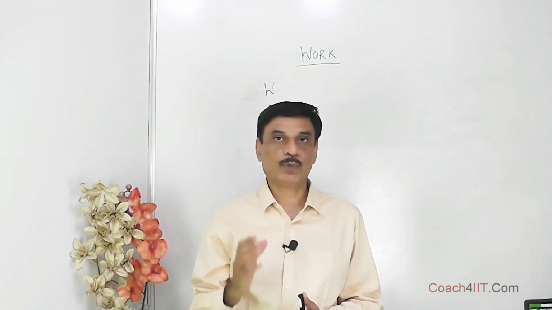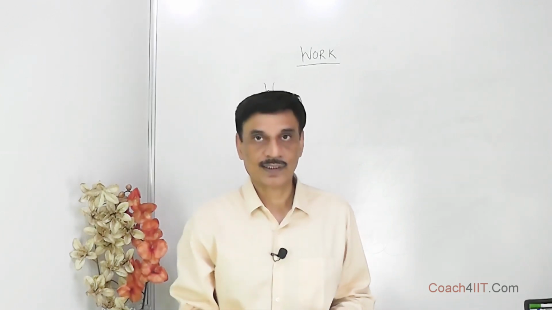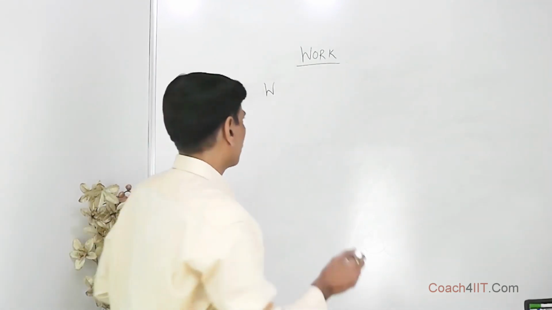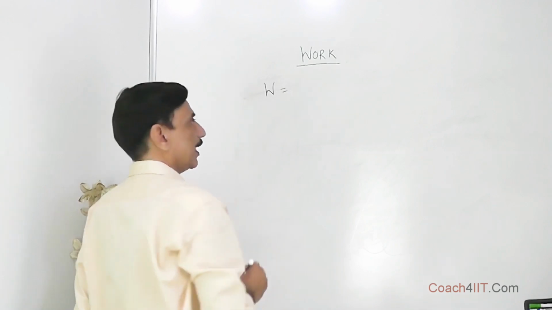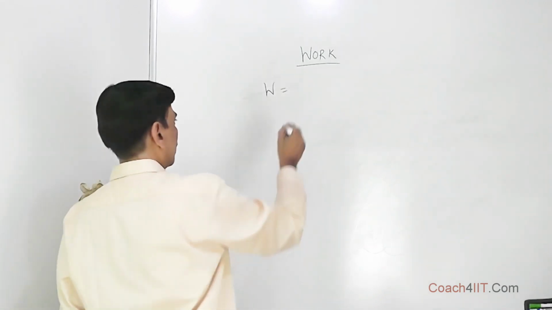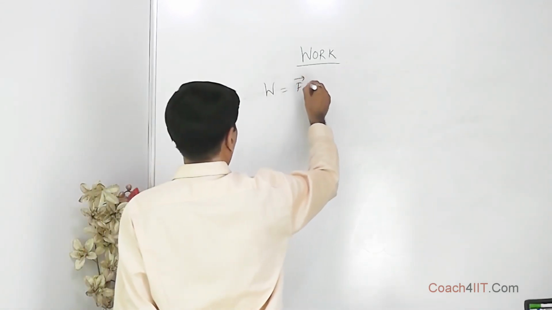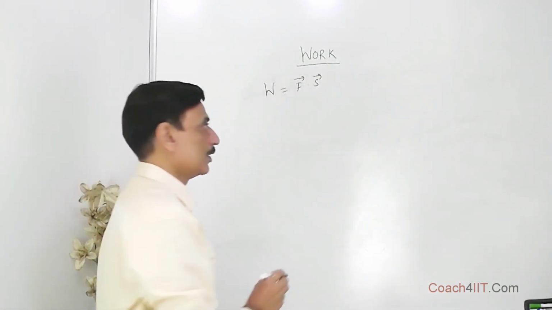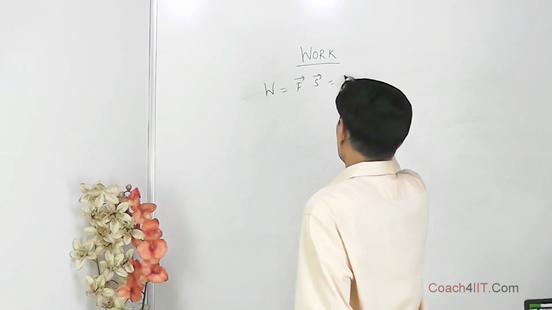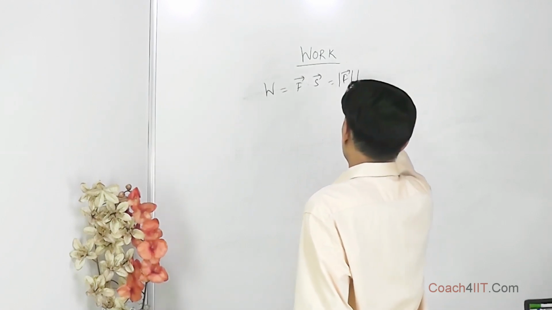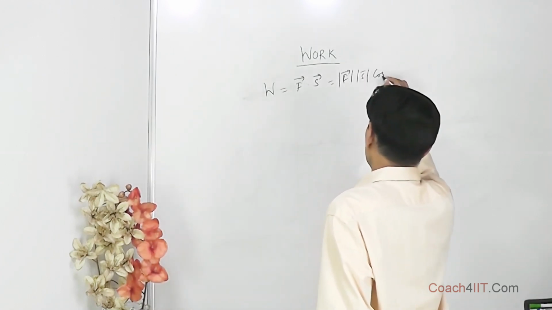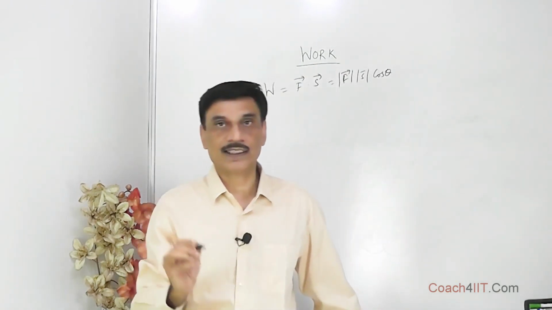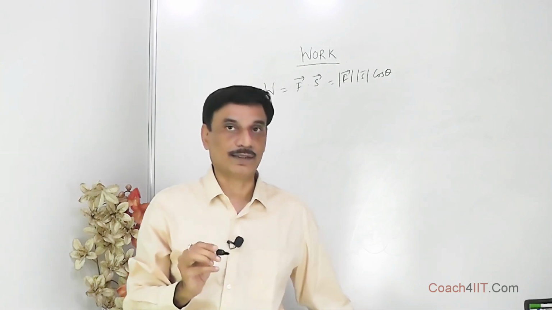In physics, we define work as the dot product of force vector and displacement vector. So work itself is a scalar quantity, and it is the dot product of F, that is force vector, and displacement vector. This is similar to A dot B: it is magnitude of F, magnitude of S, and cos of the smaller angle between the force and displacement vector. Remember, it is a smaller angle.